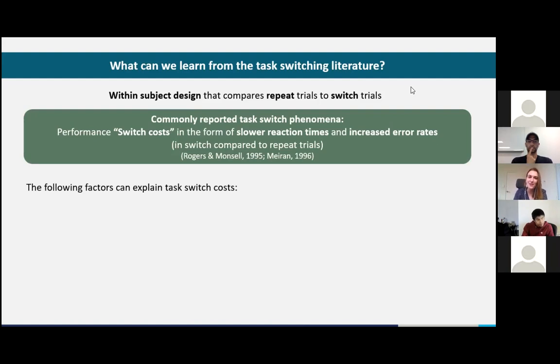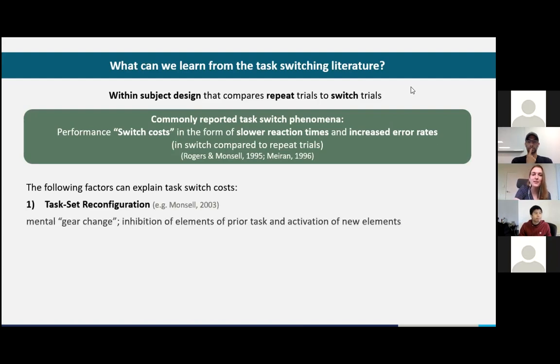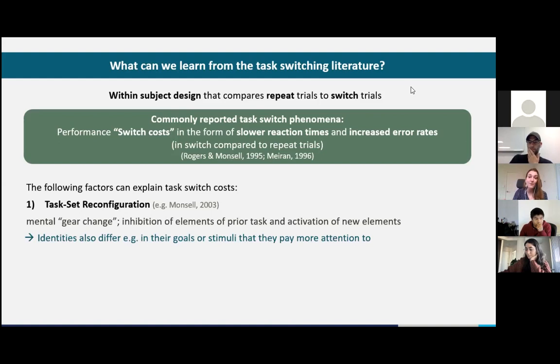This really comes in when we look at factors that might explain task switch costs. One of those factors is task set reconfiguration. And my favorite explanation of it is that it's like a mental gear change. So if you want to switch tasks, you have to inhibit all types of elements or rules that you learned in line with the prior task, and you have to activate all types of elements attached to the new task. And if we now think about identities, something quite similar might happen. So clearly we know that social identities differ in a lot of attributes.